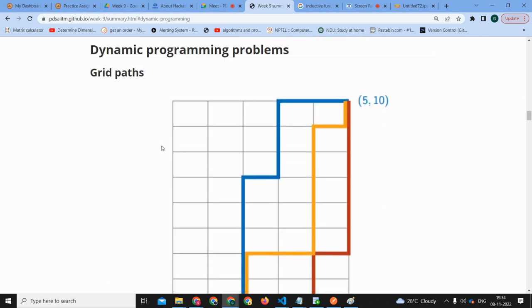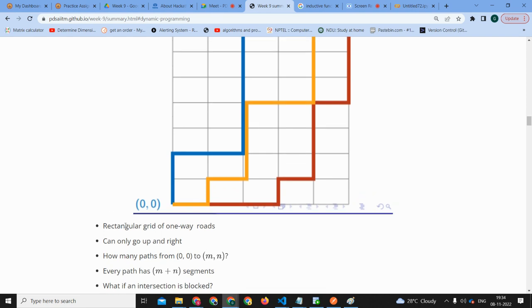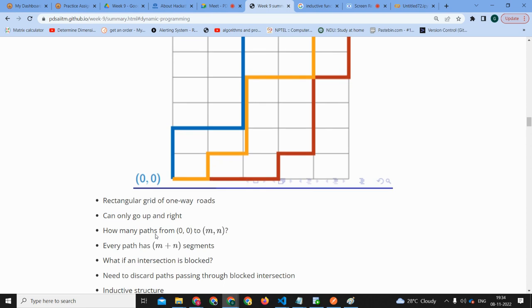And so we come to the implementation of dynamic programming. We have a rectangular grid of one-way roads. You can either go straight or go left or go right, there is no opposite way. This is the grid path algorithm. You can only go up and right, so only two ways. Either you can go up or you can go right.